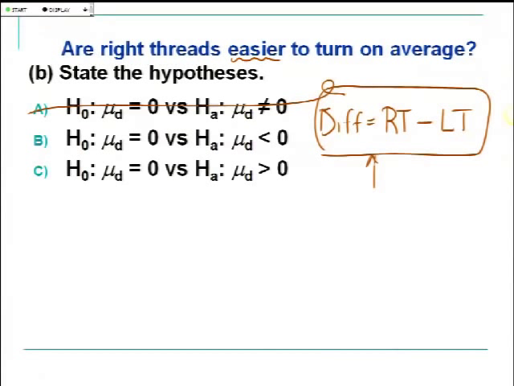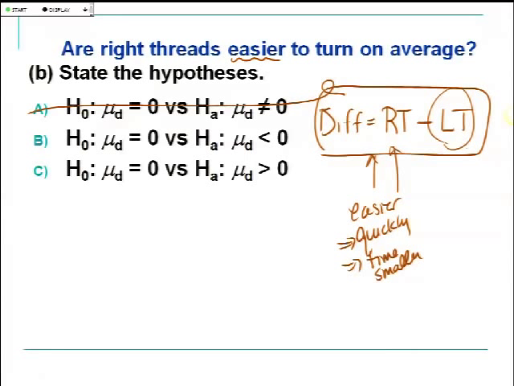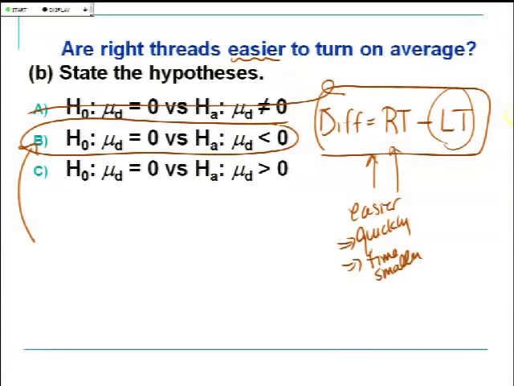All right, this is where you have to reason it through a little bit. You're talking about times. And if it's easier to turn, they should be able to turn it more quickly. So the time should be smaller. If the right threads are easier, then you can do it more quickly, which means the times should be smaller, less. If the left threads are harder, then it'll take me longer to do them. So my differences should be which way? A lower tail test.